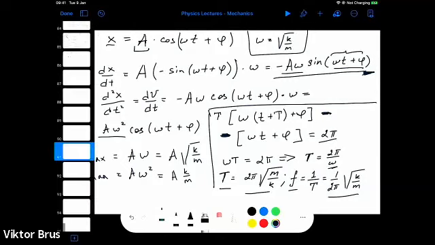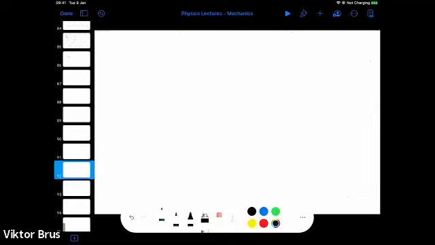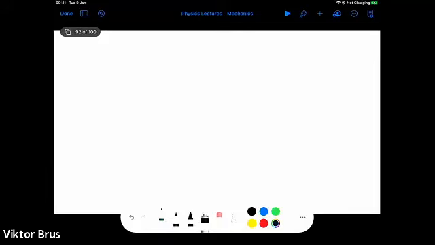Okay, so let's change the slide and maybe we continue further, because there are other parameters of this motion which should be considered. So in particular, energy of the simple harmonic oscillator, like simple harmonic motion. So let us first consider the kinetic energy of simple harmonic motion as a function of time.